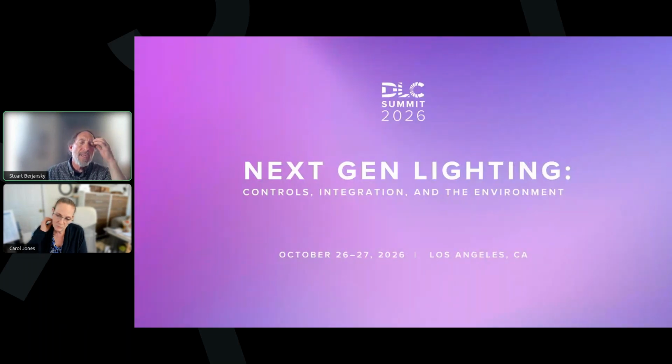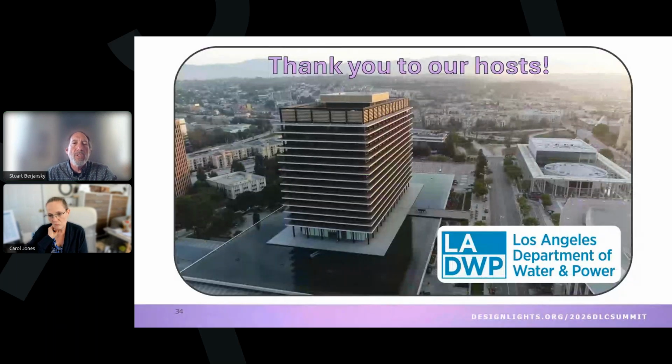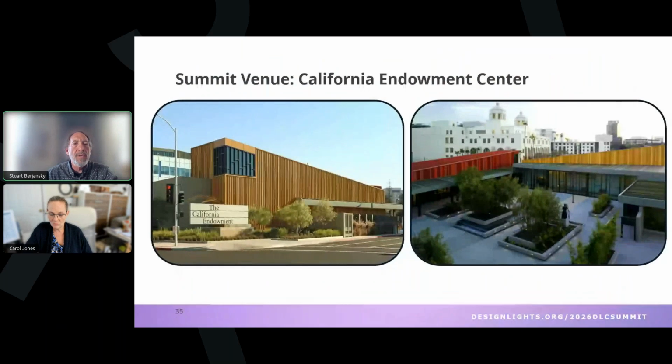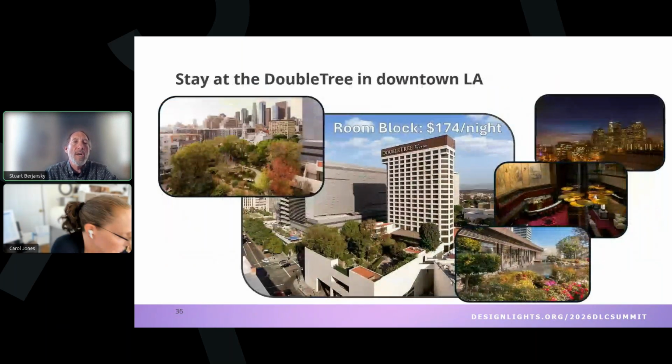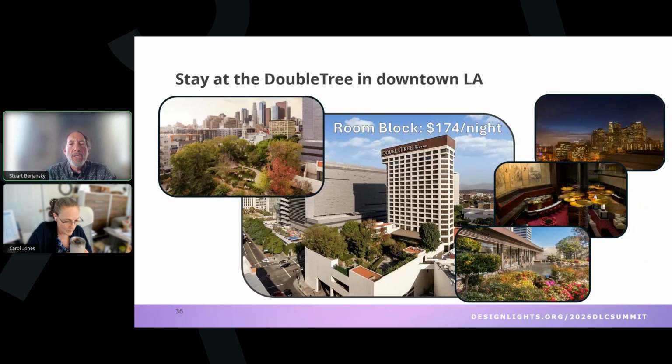So the next thing that I just wanted to let everybody know is that the DLC will be holding a summit October 26th to the 27th in Los Angeles. And that summit is sponsored by our host, the Los Angeles Department of Water and Power. The summit will be in downtown Los Angeles at the California Endowment Center, a really nice building. We have a room block at the DoubleTree in Los Angeles.